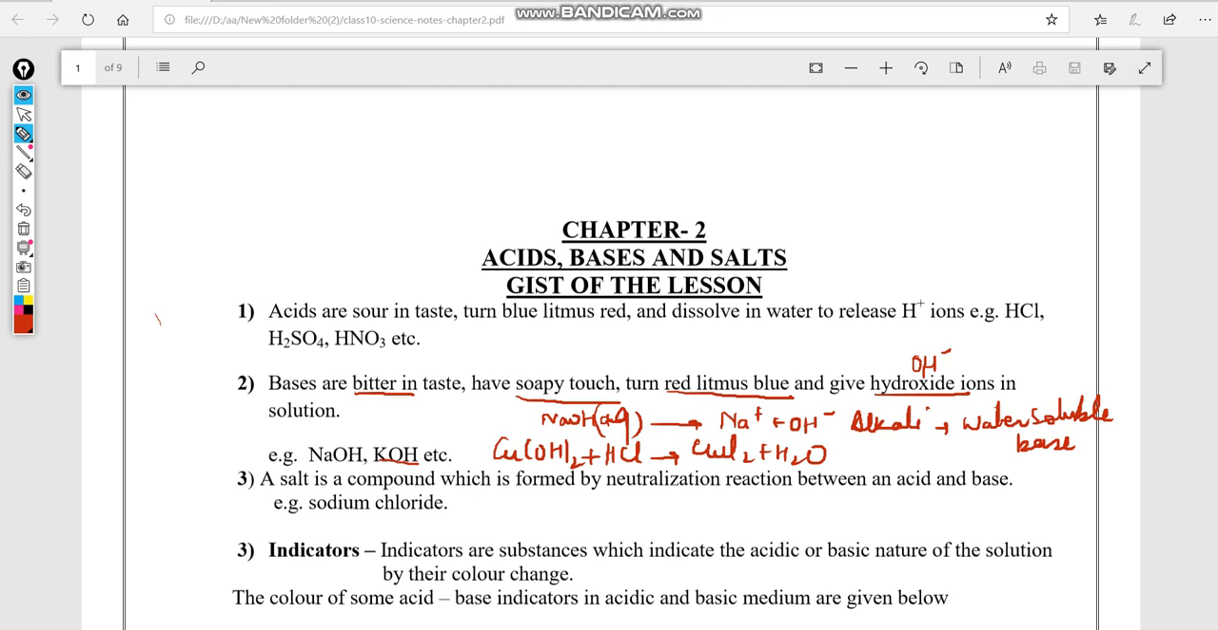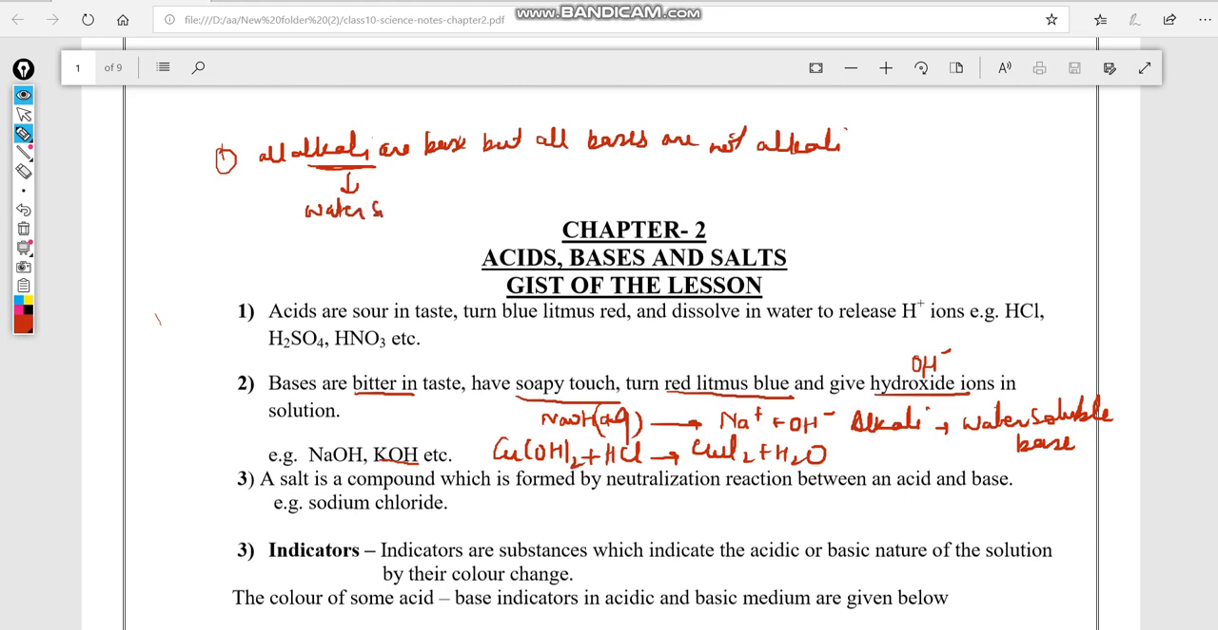So next question in base: all alkalis are bases, but all bases are not alkalis. Clear, beta? Only water soluble bases are called alkali, and all bases are not water soluble. Clear? Next is salt.